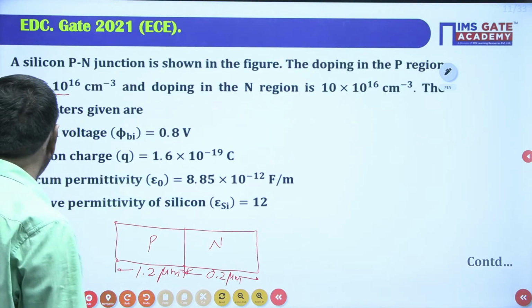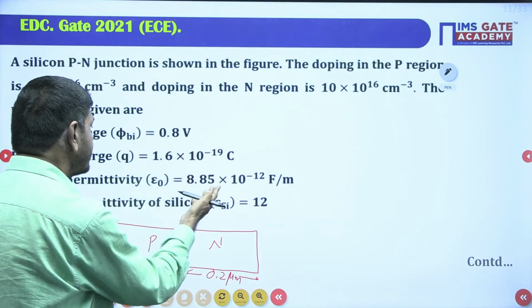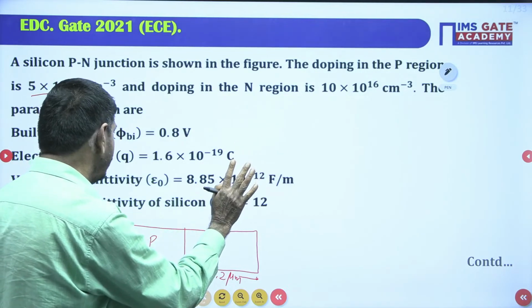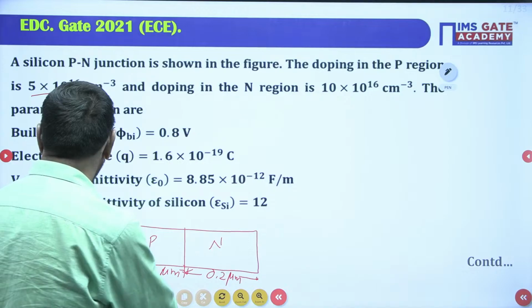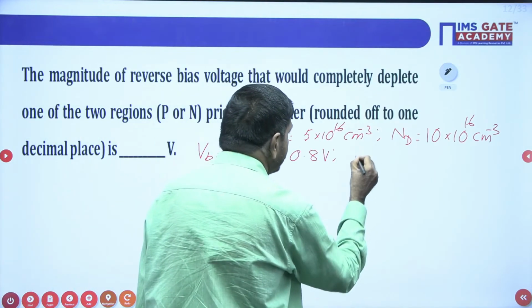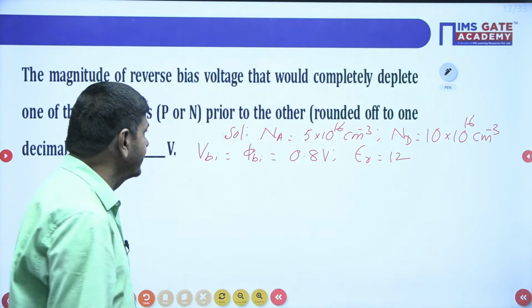And also, the charge we know is not required. Epsilon naught we know is 8.85 into 10 power minus 12 farads per meter. And the relative permittivity of 12 is given for the silicon.